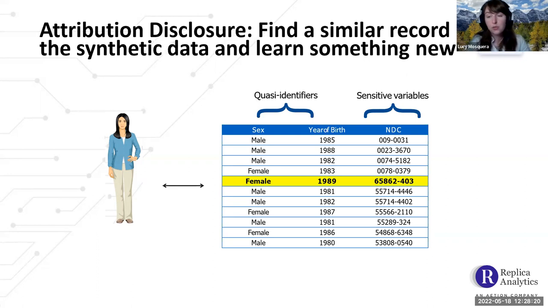In this data set, the sensitive variable, the information we'd learn, is an NDC code, or what prescription they received. This information may or may not be accurate in the synthetic data for this lady in the blue cardigan. So whether or not we've actually been able to learn something new about her, a person in the real world, depends on whether the NDC code recorded is representative of what she received in the real world. So one way that we assess privacy risk in synthetic data is through this attribution disclosure, where we see if you can find a record in your synthetic data set that matches a real individual and then also learn something new about them.